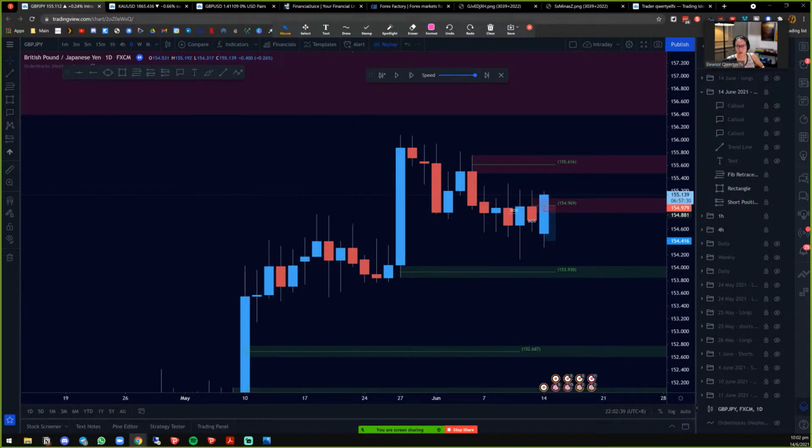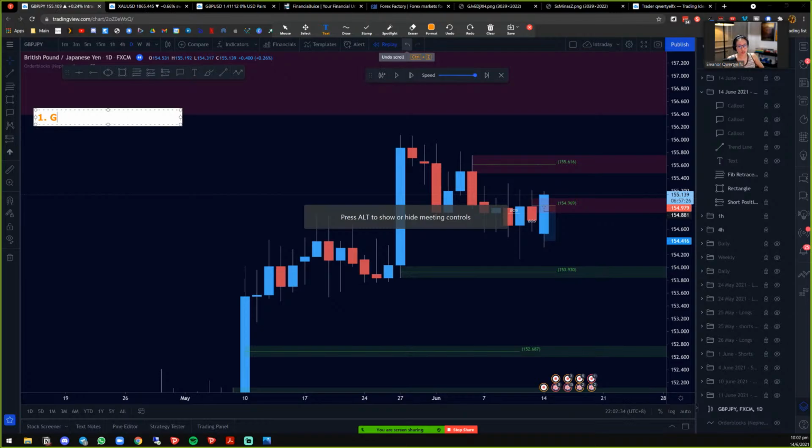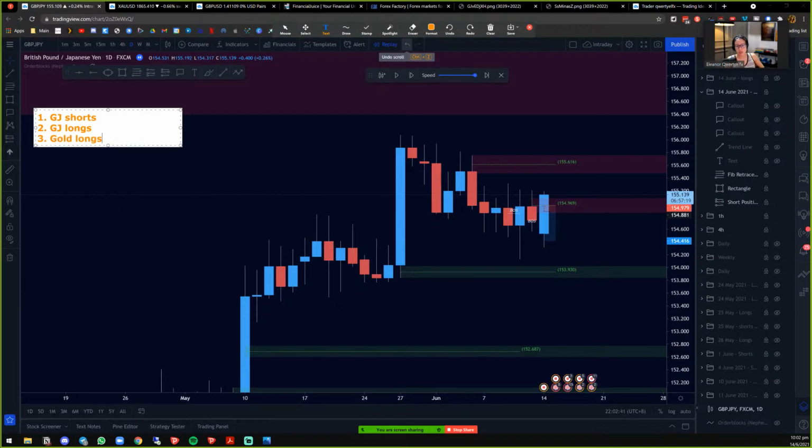Firstly, I'll explain why I took the shorts. That was the first trade for today, so I'll just put it on the screen. I took GJ shorts, first trade GJ longs, and now I'm in the third trade on GJ longs.